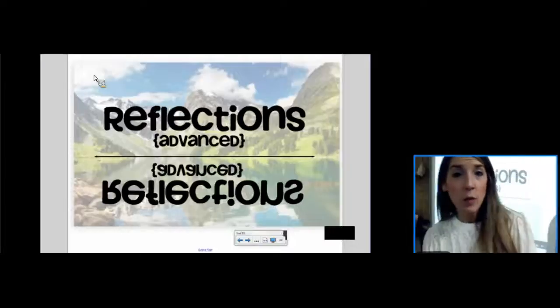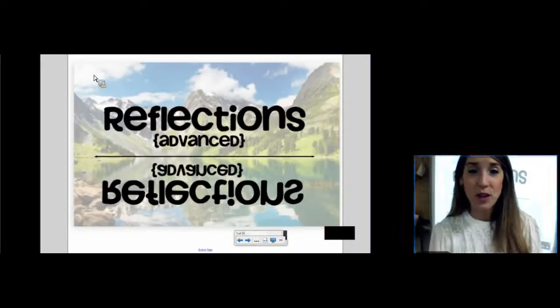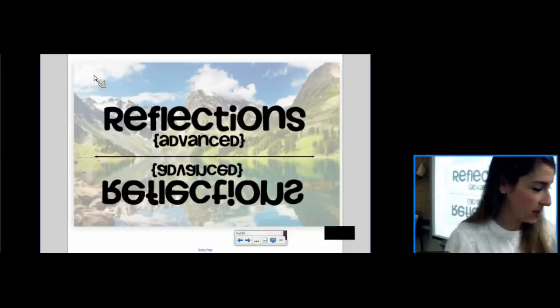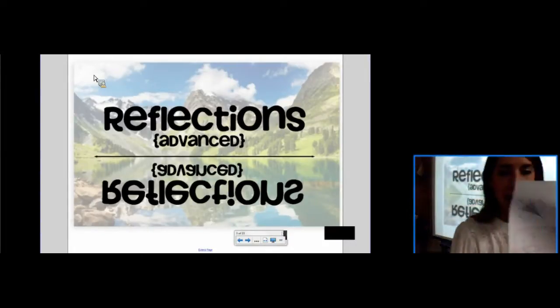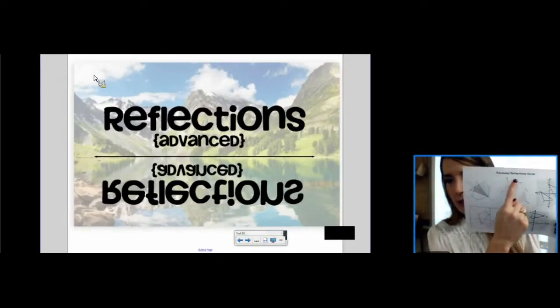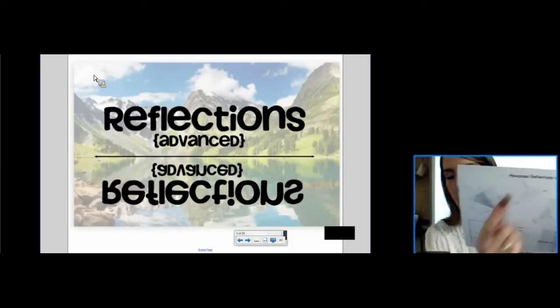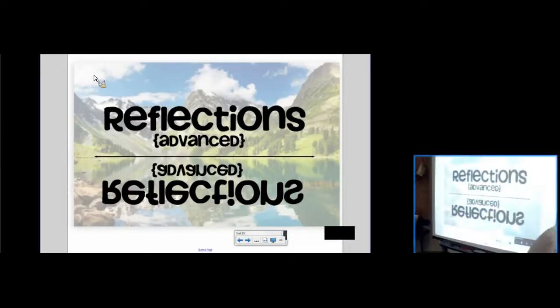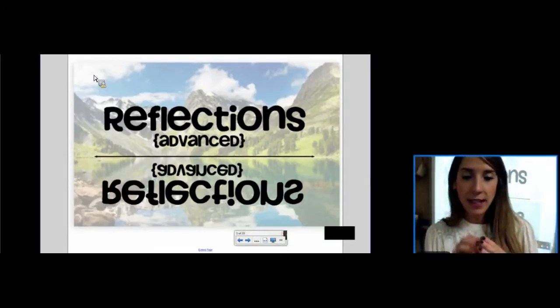Today we're going to take reflections and rotations, and we're going to use our tools to do advanced reflections and rotations. So you want to make sure you have this page out in front of you, and that it's on the side that says reflections. We're going to reflect first. It's not complicated, but it is multi-stepped.